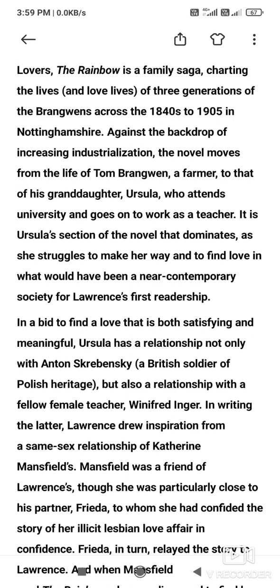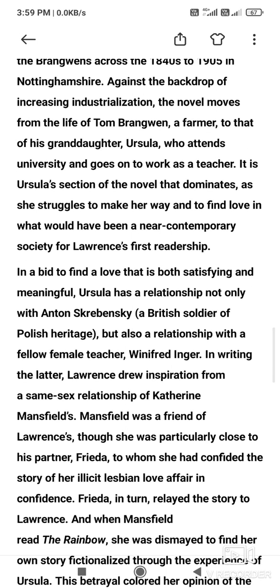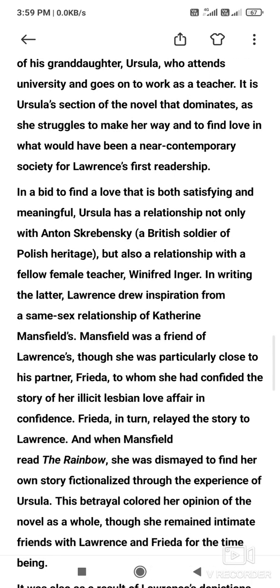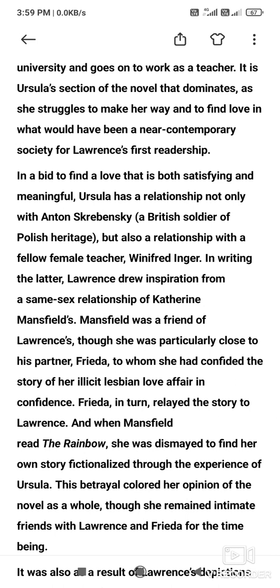So for Lawrence's first readership, in a bid to find a love that is both satisfying and meaningful, Ursula has a relationship not only with Anton Skrebensky, a British soldier of Polish heritage, but also a relationship with a fellow female teacher, Winifred Inger. So, in writing the latter, Lawrence drew inspiration from the same-sex relationship or the homosexuality of Katherine Mansfield. Mansfield was a friend of Lawrence, though she was particularly close to his partner Frieda.